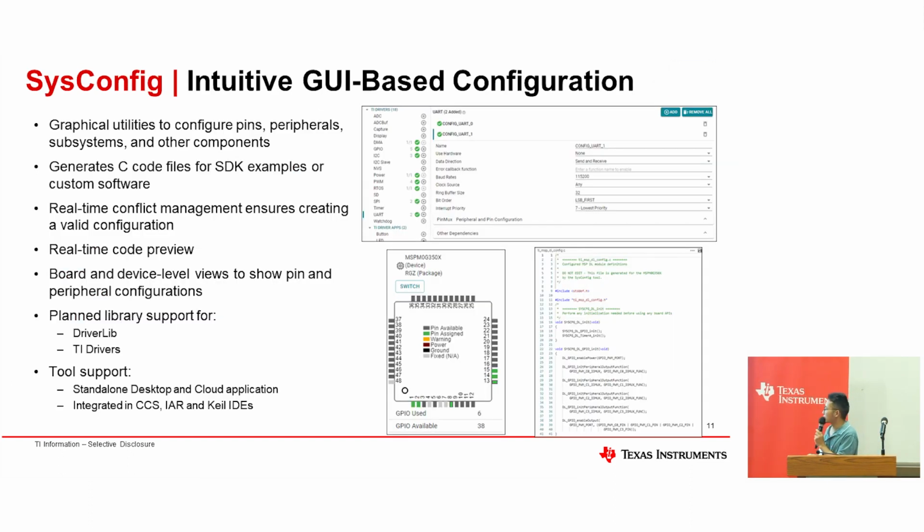Next is our code generator tool named SysConfig. As you can see here, we have put all the peripherals in our SysConfig tool. You can configure any peripheral with this tool. You can just make a few clicks on this GUI, and it can generate the configuration code for you. Here you can see.